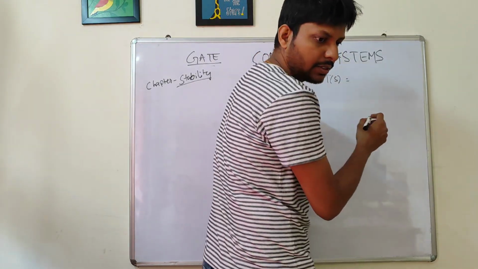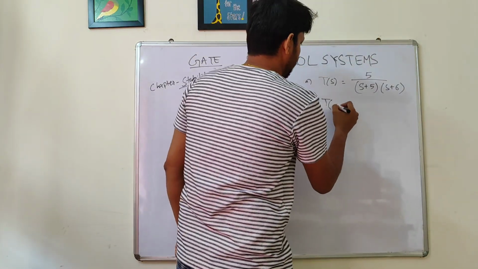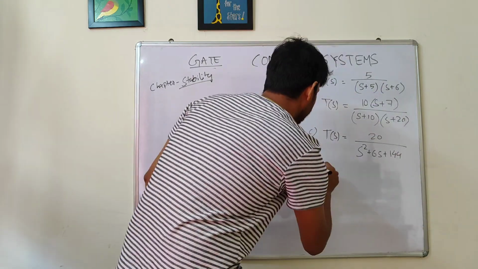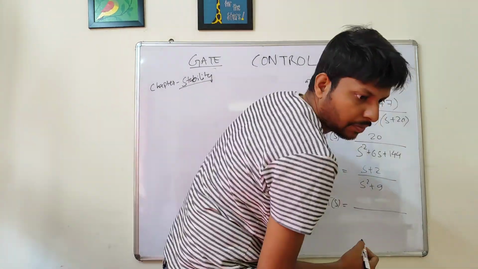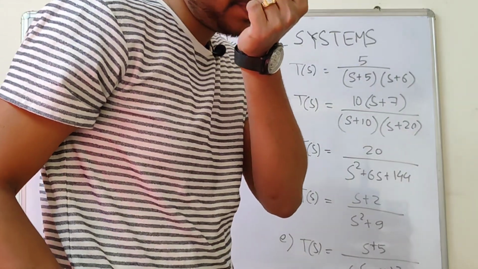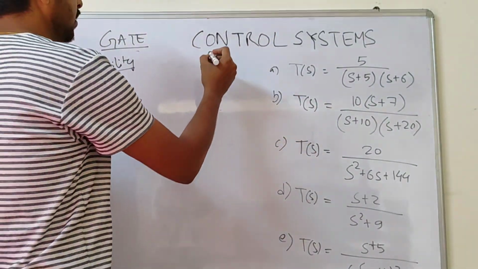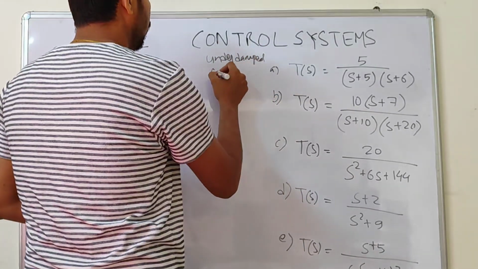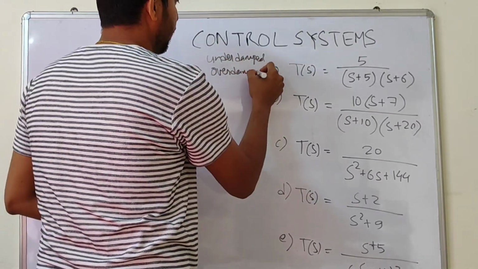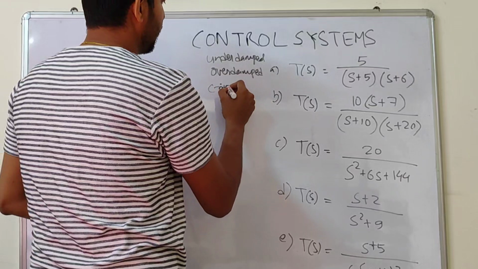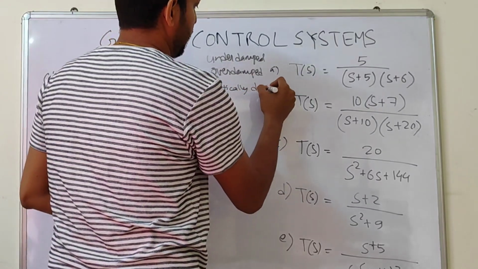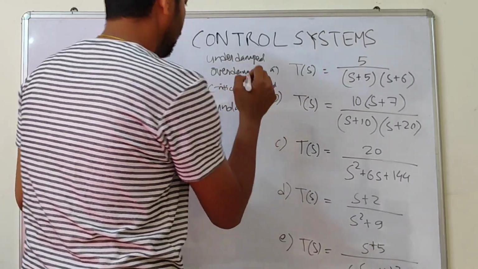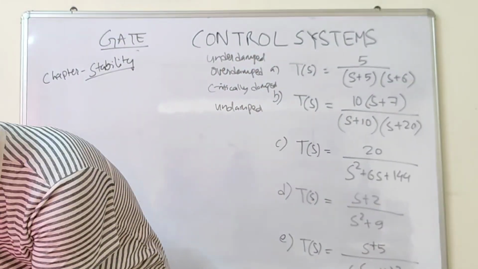First transfer function is... Okay, and we are asked to find which of these are underdamped, overdamped, critically damped, undamped. Okay, so there are 2 approaches to solve this problem. I'll go one by one.